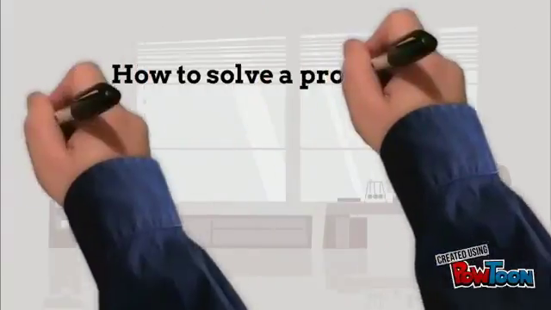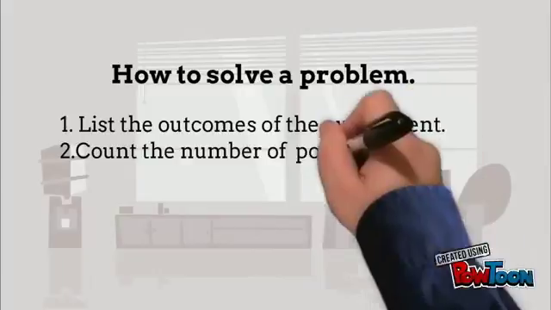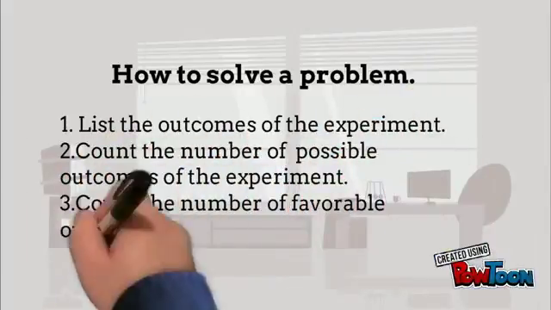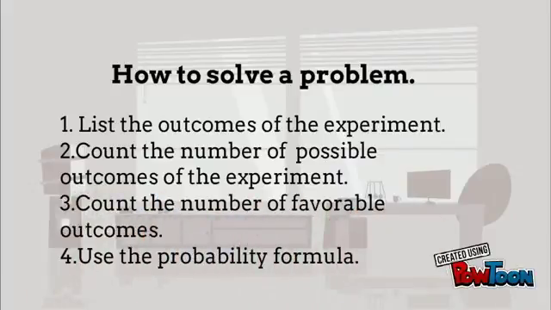It consists of 4 steps. Step 1, list the outcomes of the experiment. Step 2, count the number of possible outcomes of the experiment. Step 3, count the number of favorable outcomes. Step 4, use the probability formula.